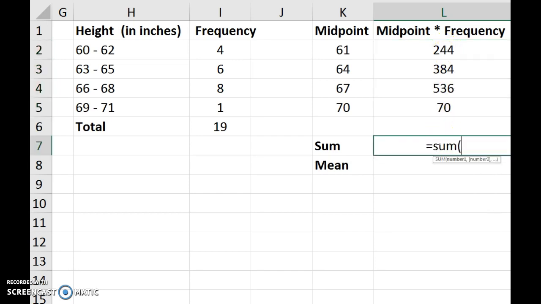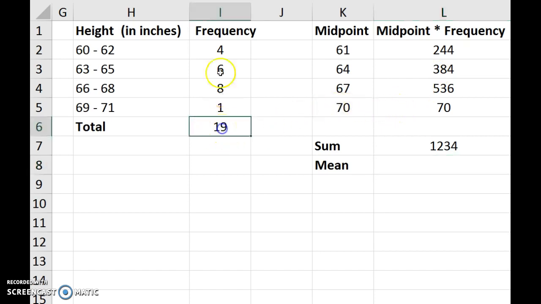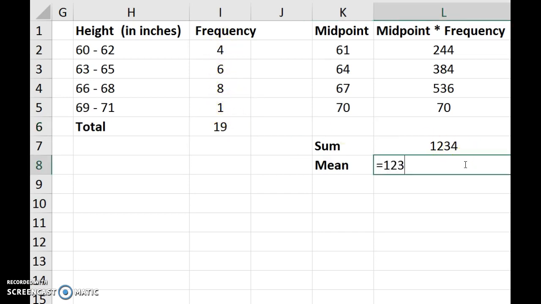Now we're doing an average, so I want to sum up my values and then divide by how many there are. So what are we dividing by? We're dividing by 19 because that's how many total data values I have. If I add up these frequencies, there's 19. So I'm going to get my value here divided by 19, and that is my average from this frequency distribution.